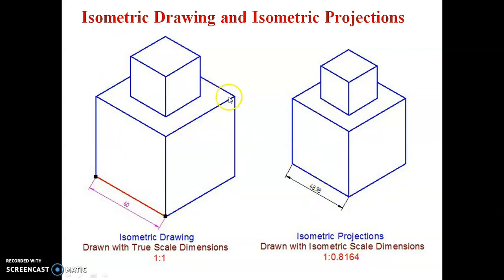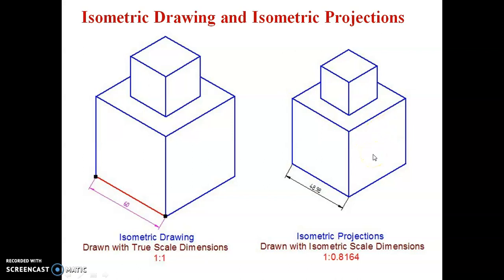So this figure represents the isometric drawing for a cube of 60 mm and a cube of 30 mm, and this drawing is representing the isometric projection of a cube of 60 mm and 30 mm. So this is the difference between isometric drawing and isometric projection. Isometric drawings will be drawn to the true scale. Isometric projections will be drawn with the isometric scale.